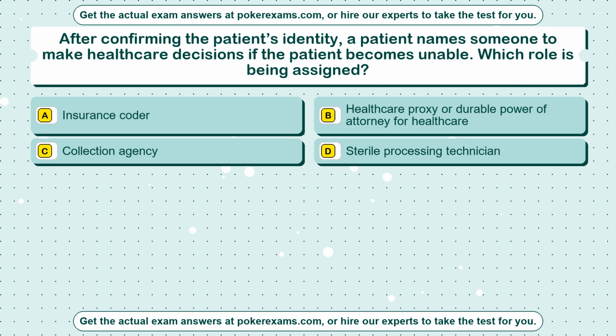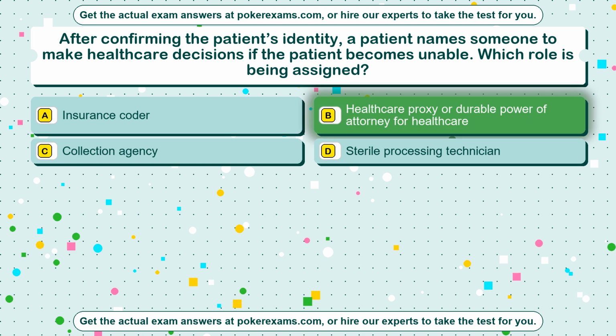Question 10. After confirming the patient's identity, a patient names someone to make healthcare decisions if the patient becomes unable. Which role is being assigned? Option A. Insurance coder. Option B. Healthcare proxy or durable power of attorney for healthcare. Option C. Collection agency. Option D. Sterile processing technician. The correct answer is option B.